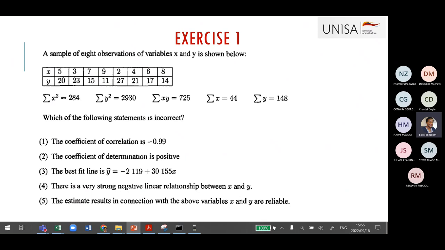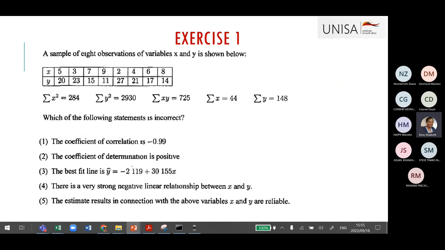So the first exercise is: a sample of 8 observations of variables X and Y are shown below, with the values of X and the values of Y. And they gave us the summation values. We can use them or we don't have to use them. Which of the following statements is incorrect? The first one, the coefficient of correlation is -0.99. The coefficient of determination is positive. The best line is y hat equals -2.119 plus 30.155 times x. There is a strong negative relationship. The results in connection with the above variables are reliable.